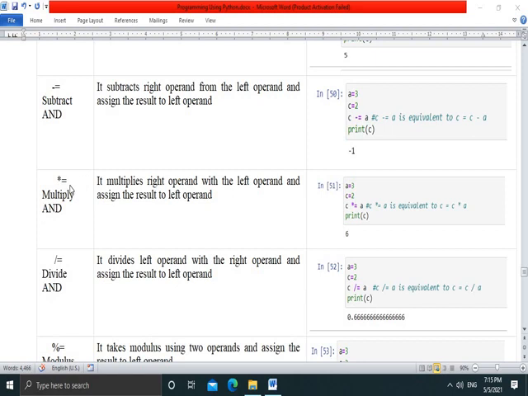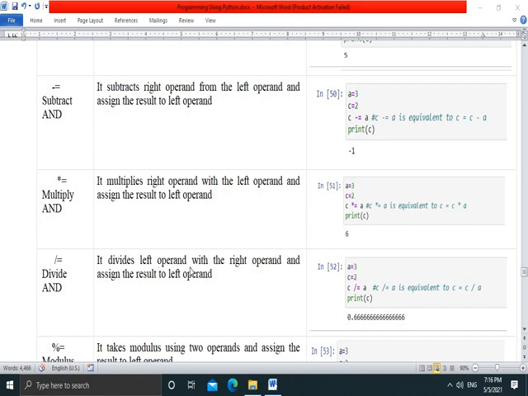Next is multiply equal to, multiply AND. It multiplies the right operand with the left operand and assigns the result to the left operand. A equal to 3, c equal to 2 and you write c multiply equal to a, then 3 multiplied by 2 is done and the result is stored in c. So this value is assigned to the c variable. So 3 multiplied by 2 is 6. Answer is 6.